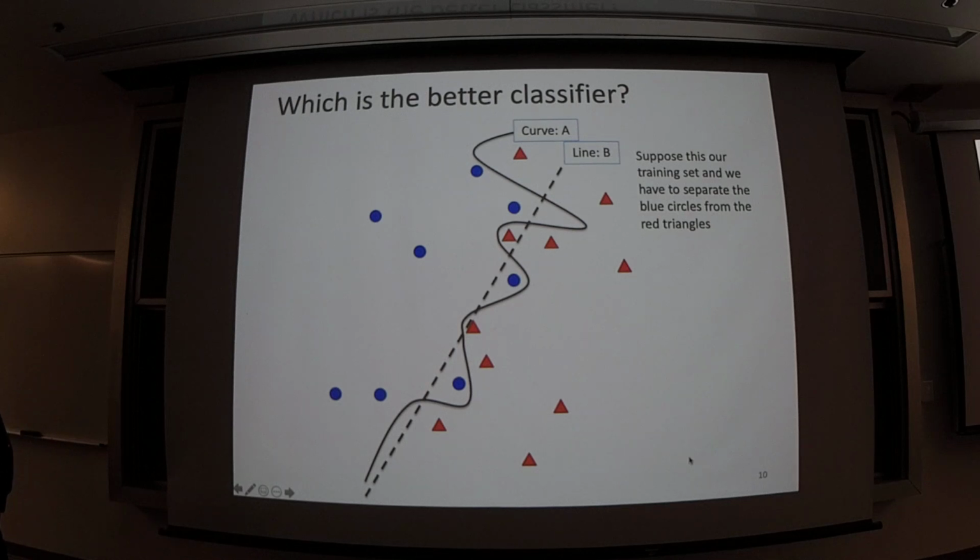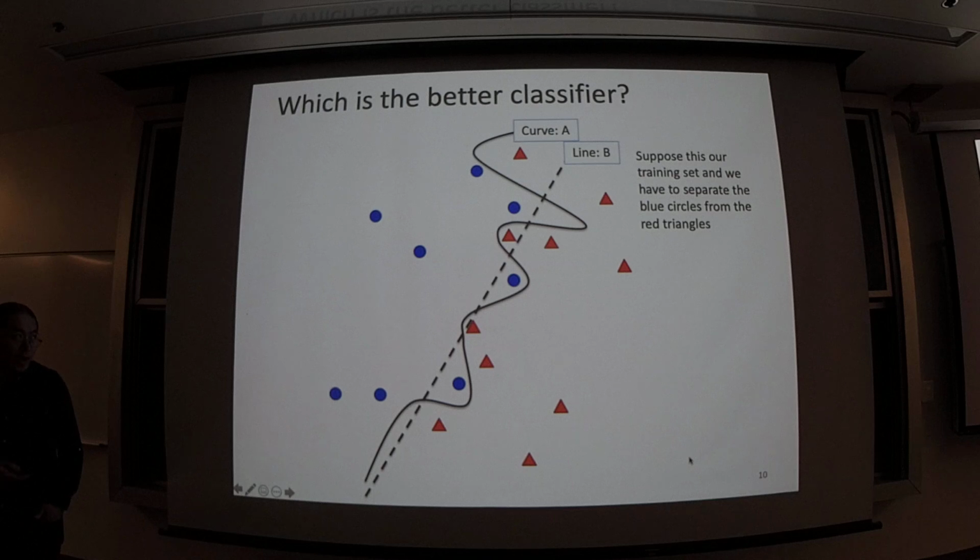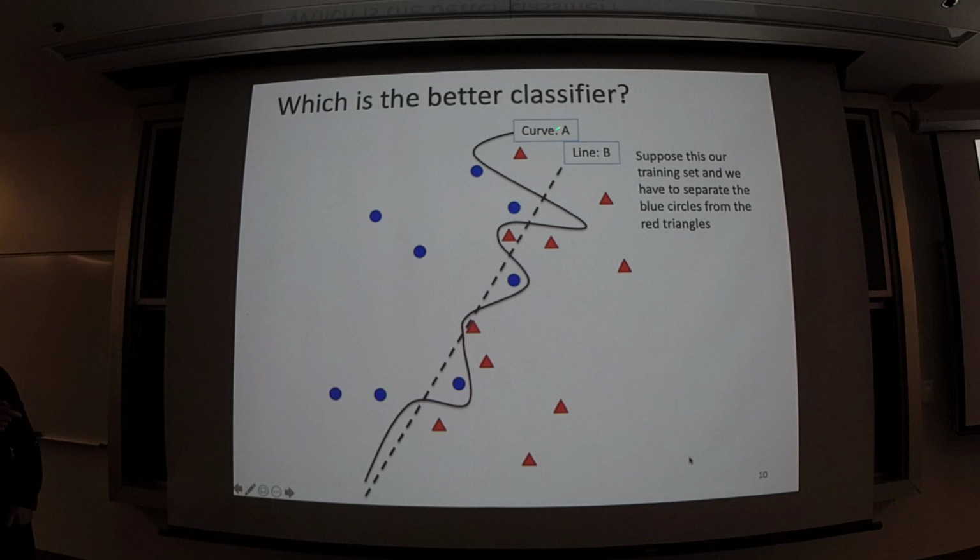So now if you are asked to make a choice, you are required to make a choice, which classifier would you like to adopt? This smooth curve A or straight line B? Why? Because the implementation is much easier. The notation is much easier.